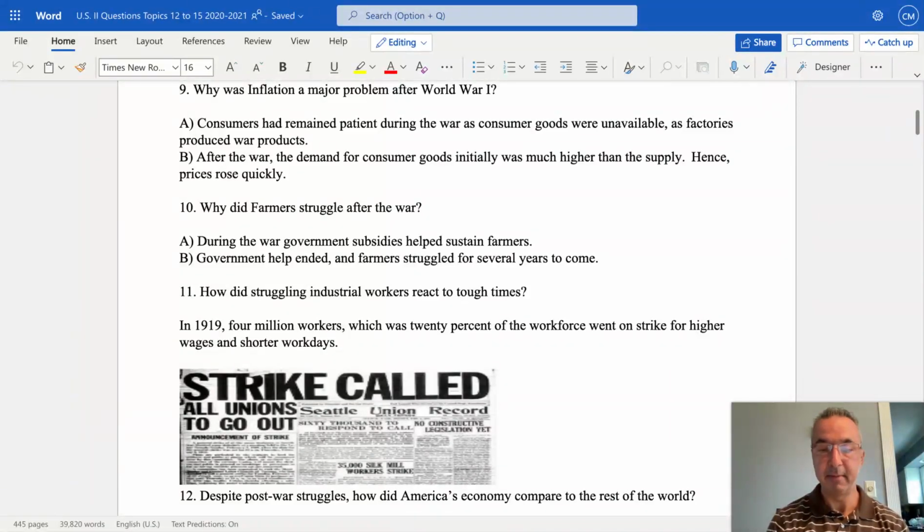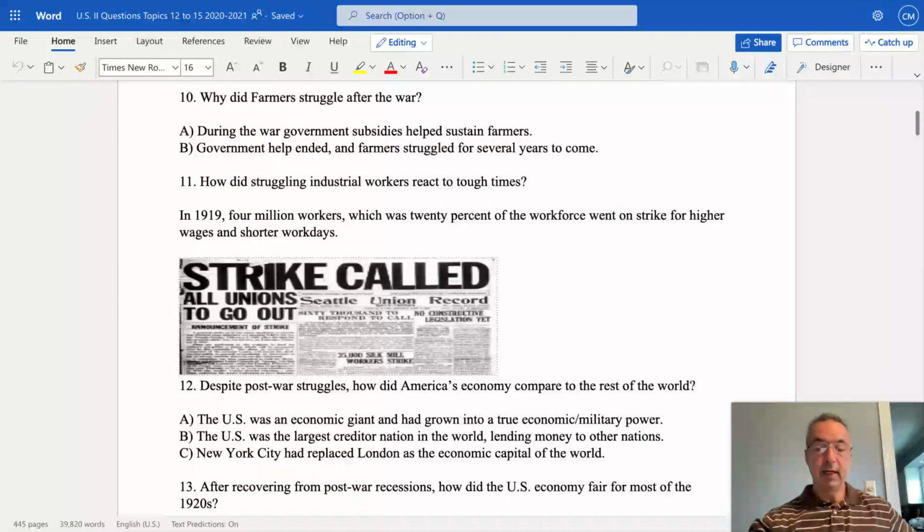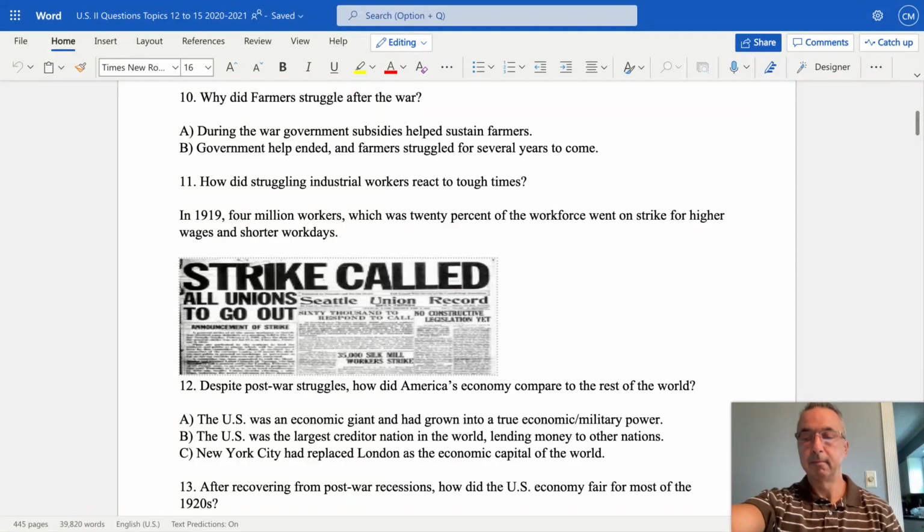12, despite post-war struggles, how did America's economy compare to the rest of the world? The United States had emerged during the period of time of the war as an economic giant. In comparison to other countries, the United States was much stronger. The United States was the largest creditor nation during this period of time. This means the United States was lending out a lot of money to other countries. New York City had replaced London as the economic capital of the world.